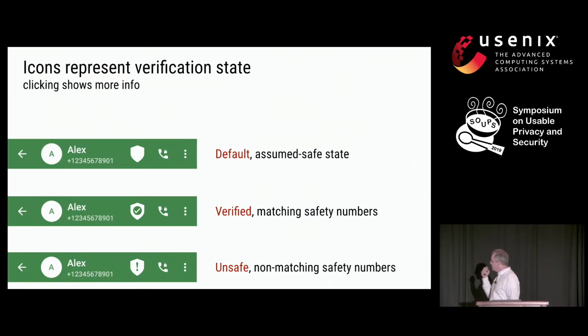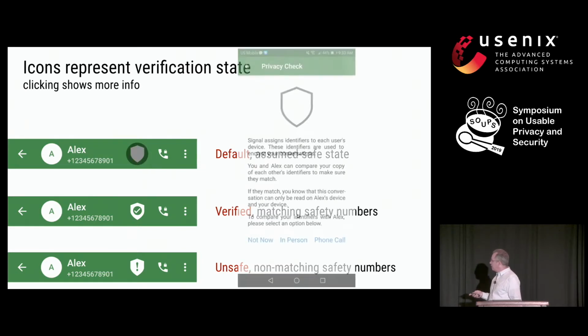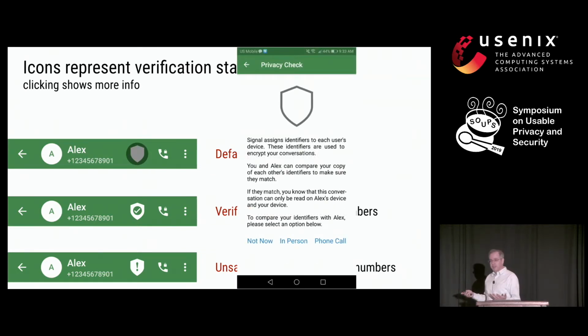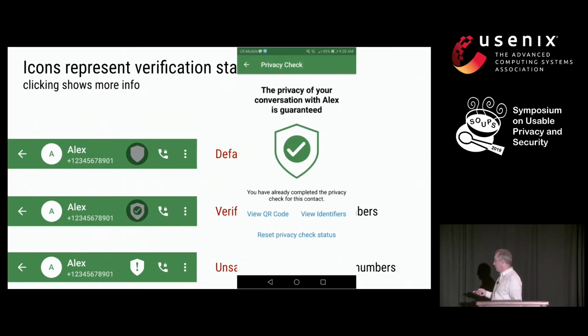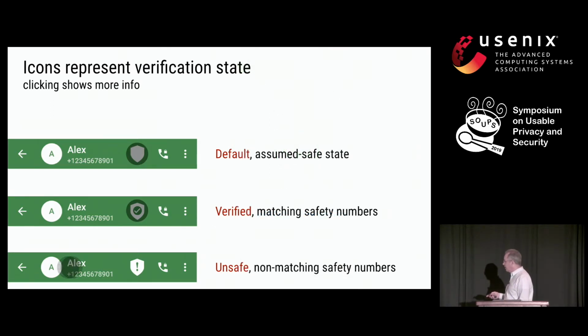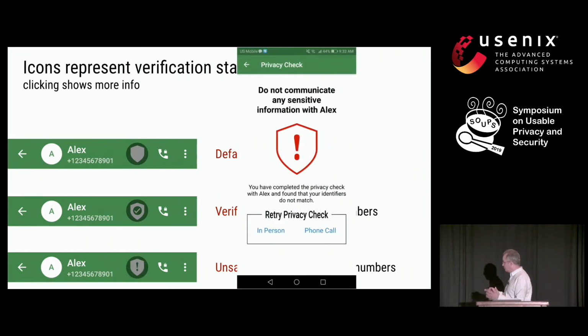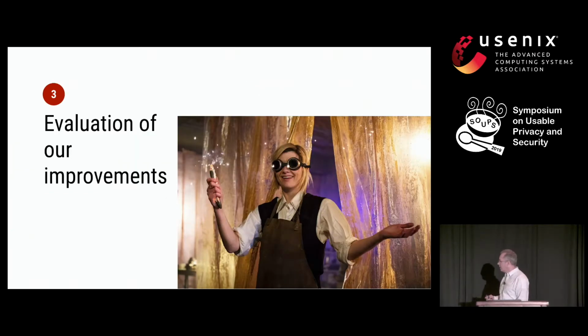We redesigned icons, and so we have a new icon that appears in the header with 3 different states: the default state, the verified state, and the unsafe state, indicating whether this particular conversation is safe or not. You can actually click on that icon, and it will lead to a dialog to say, hey, you can do the privacy check if you want to verify your conversation. If you are verified, it will tell you, yes, you are verified. If you want to go back and double check, you can do that. And if it failed, you can click and see a big warning here: don't communicate any sensitive information with this contact.